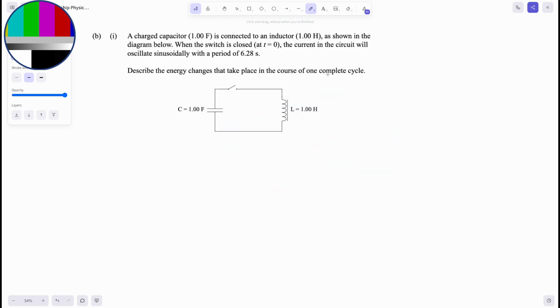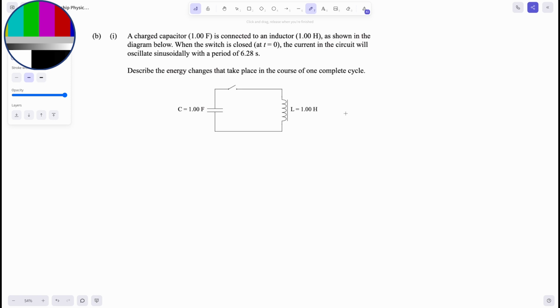There we go. A charged capacitor is connected to an inductor, as shown in the diagram below. When the switch is closed at time t equals 0, the current in the circuit will oscillate with a period of 6.28 seconds. Describe the energy changes that take place in the course of one complete cycle.